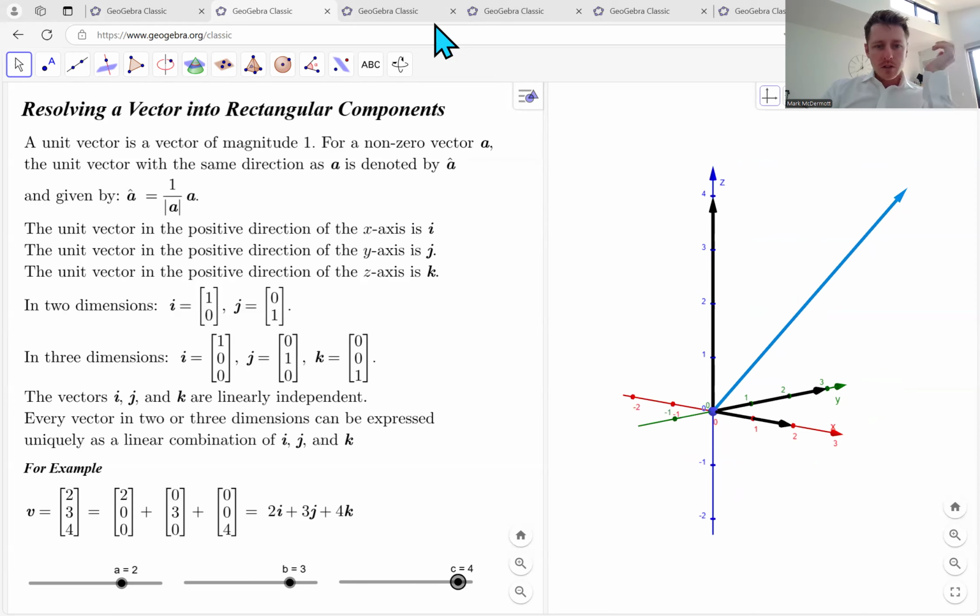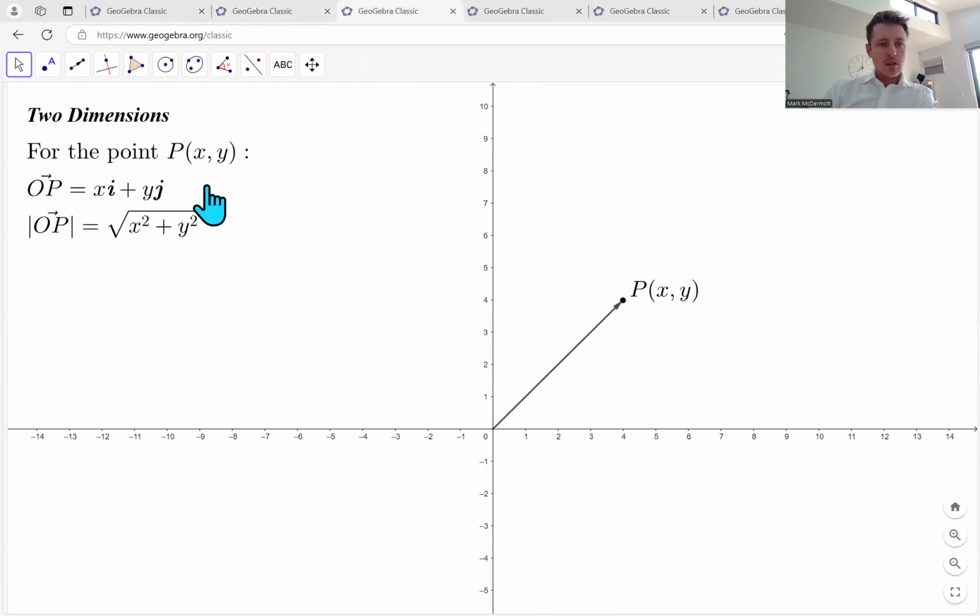Okay, so in 2 dimensions, let's have a look. It might look something like this. So for the point P, which is at some coordinate x, y, the vector OP is x multiplied by the unit vector i plus y multiplied by the unit vector j. So for example, here you can see that this point here is clearly at 4, 4. So this vector would be defined as 4i plus 4j. And that would be your vector OP.